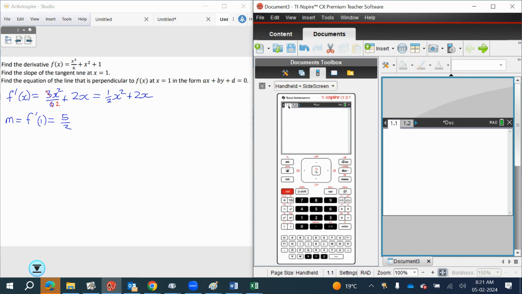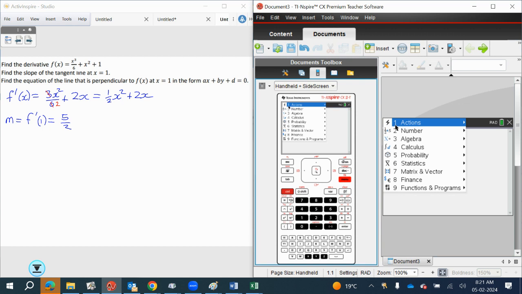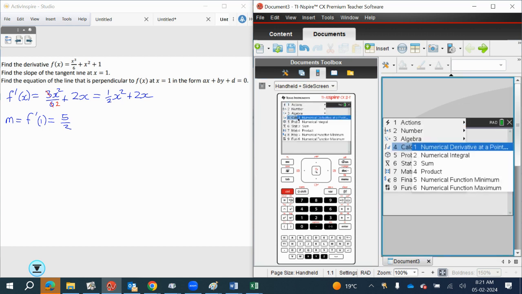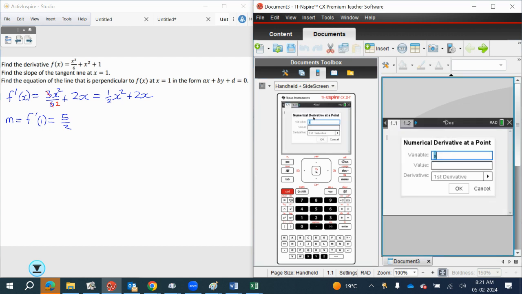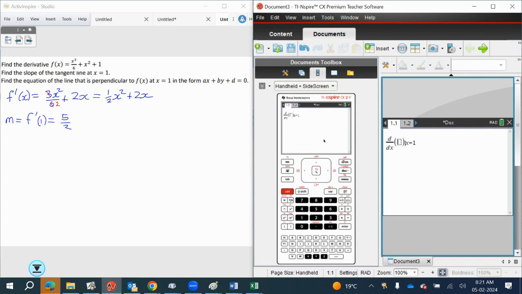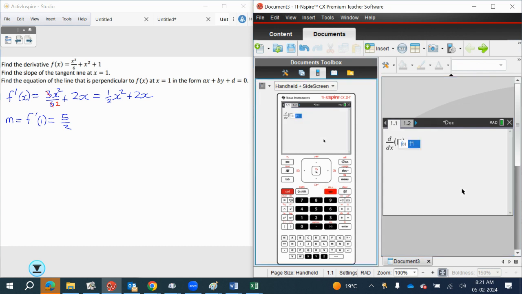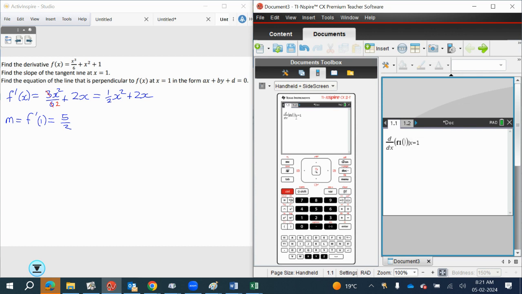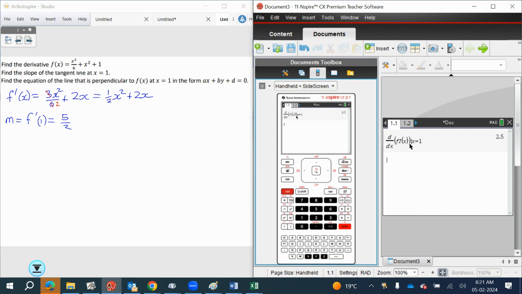So if we've got the function typed in there, press menu, and then calculus, numerical derivative at a point. We want the derivative of x. We want it when x is equal to 1. So we want 1, we want the first derivative. We get this little feature. We can press variables. There's our function. It's f1 of x, like this. And there's our answer.